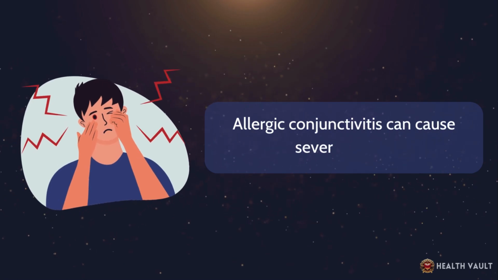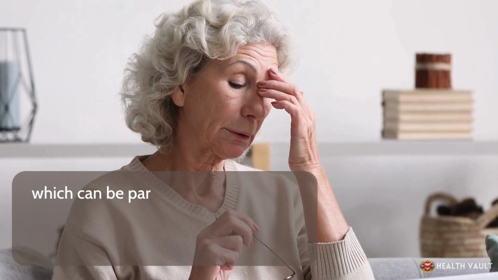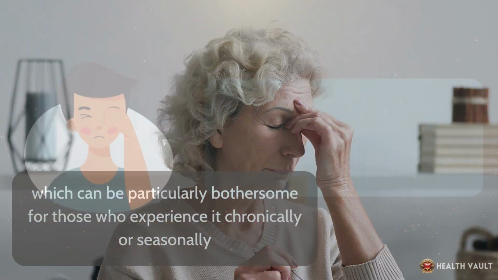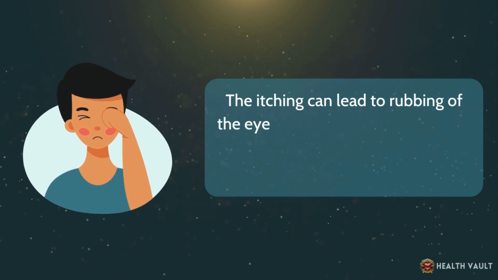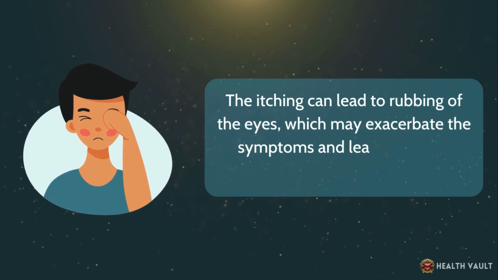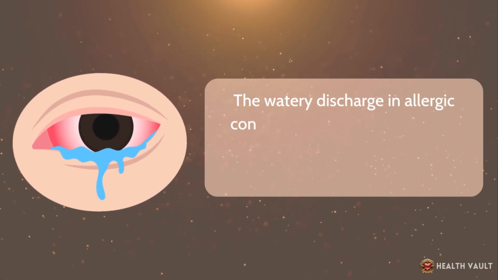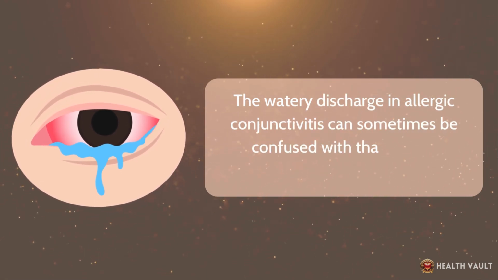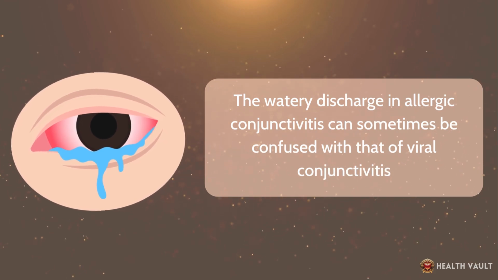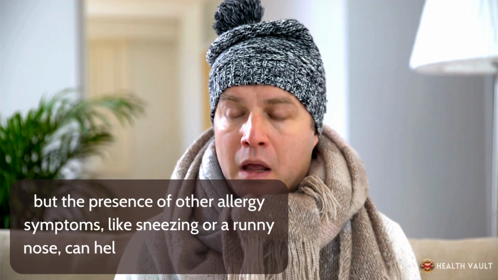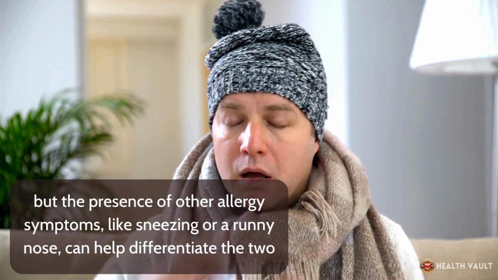Allergic conjunctivitis can cause severe itching, which can be particularly bothersome for those who experience it chronically or seasonally. The itching can lead to rubbing of the eyes, which may exacerbate the symptoms and lead to further irritation. The watery discharge in allergic conjunctivitis can sometimes be confused with that of viral conjunctivitis, but the presence of other allergy symptoms, like sneezing or a runny nose, can help differentiate the two.